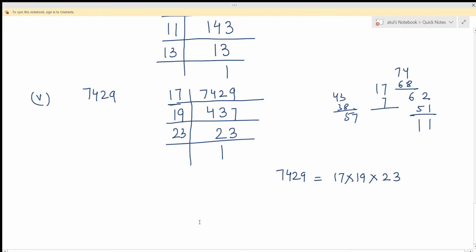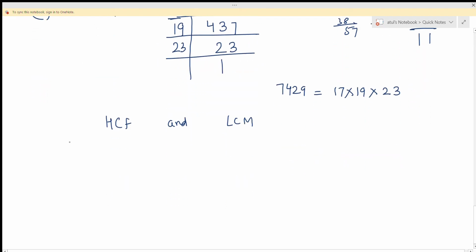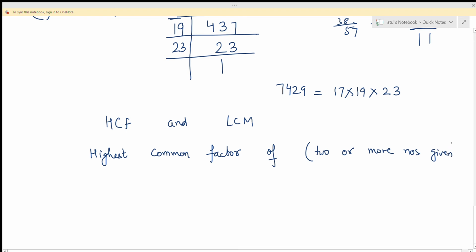Hope the first question is clear. Now you all know what is HCF and LCM. Let me introduce you if you don't know what these terms are. HCF is the highest common factor of two or more numbers given to you. Let us suppose we take two numbers. I have 24 and I have 36.